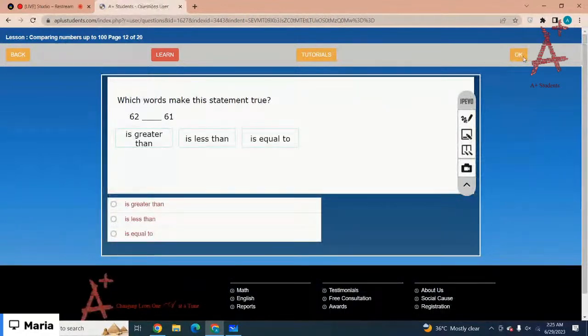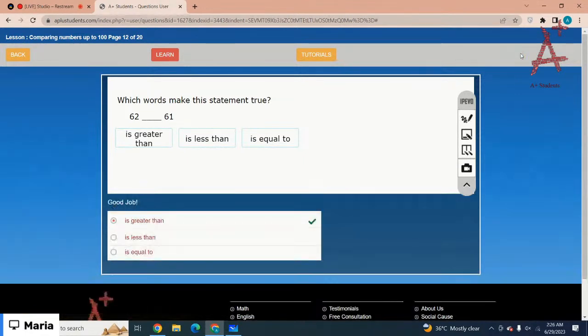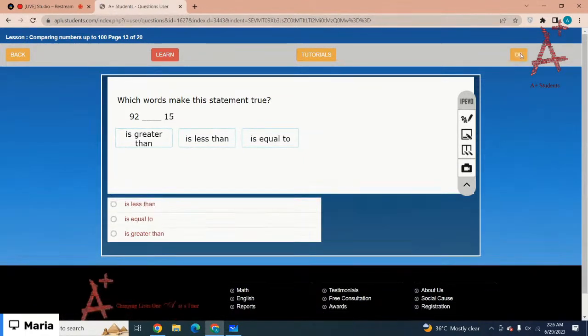Which words make the statement true? 62 is greater than 61. Which words make the statement true? 92 and 15, which is the correct option? 92 is greater than 15.